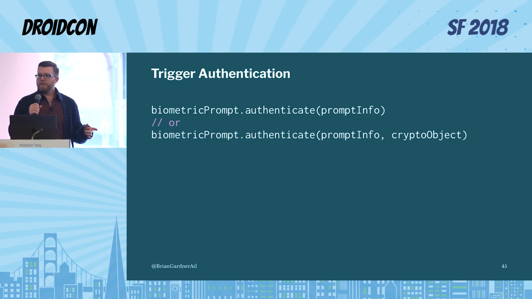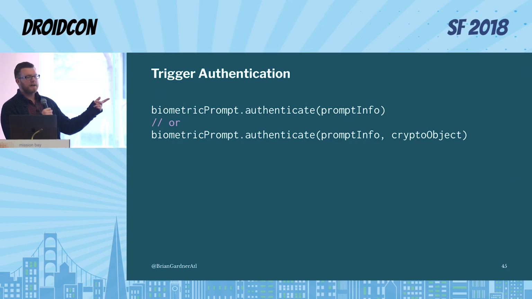Now, when you want to trigger the authentication, in this case, you just call the authenticate method on the biometric prompt, and you pass in the prompt info. So you say, hey, show me a prompt with this information, please, and that'll put it up on the screen. Same as the previous version, if you want to pass in the crypto object, you can do that as well, but in this case, it's the second parameter, not the first, so just kind of take note of that as well.